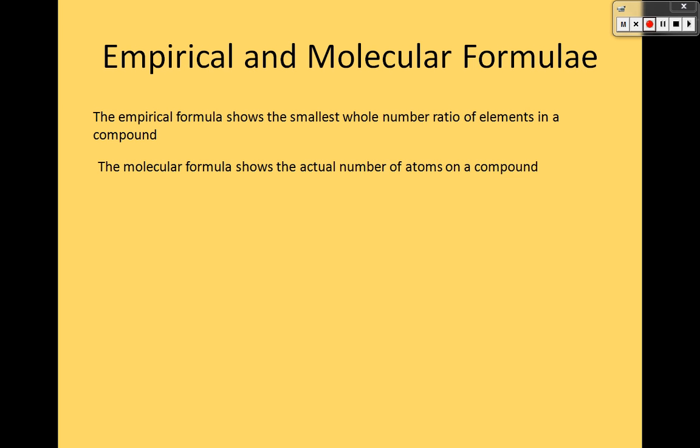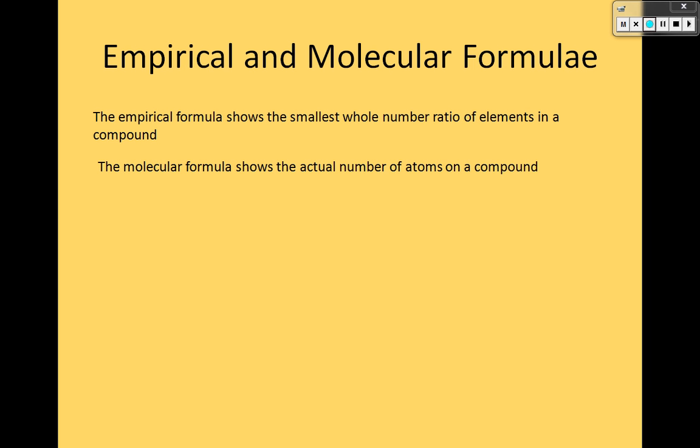So now we're going to look at empirical and molecular formulae. And the word molecular shouldn't be new to you. We've been talking about that a lot. But empirical maybe. So the empirical formula shows the smallest whole number ratio of elements in a compound. The molecular formula shows the actual number of atoms, and it should say in a compound, not on a compound. We're not going to change that now, but in a compound.